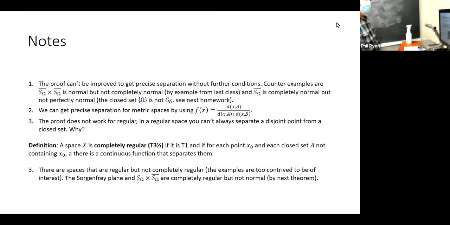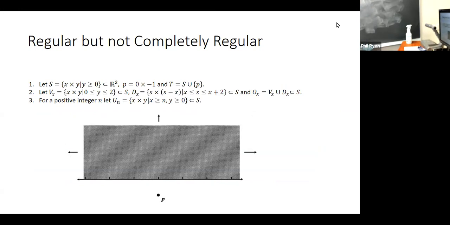So here is this example of regular but not completely regular, which I started going through, but it's just so complicated and involved and so contrived. So let S just be the upper half plane of the real plane. Let P be the point (0, -1), and our space, which is regular but not completely regular, is T, which is this half plane union with that point.